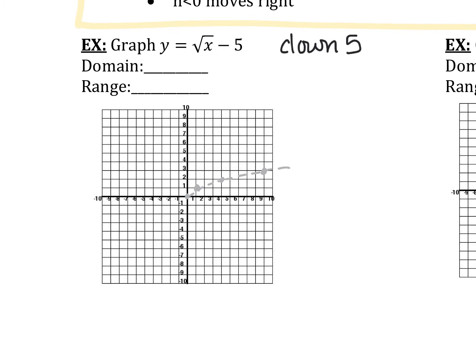You have it right up on here. That's your parent function. That's the name, parent function. So our parent function, I'm going to start with that. But then I'm going to take everything based on what Joel said. I'm going to go down 5. Do you agree with Joel? Down 5. So I'm just going to take each of my points and shift them down 5, just the y values.